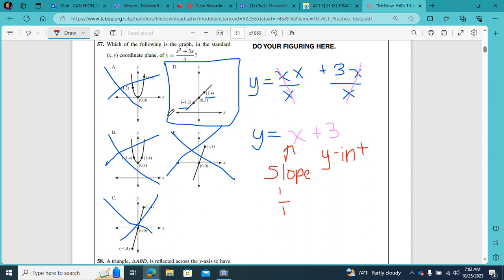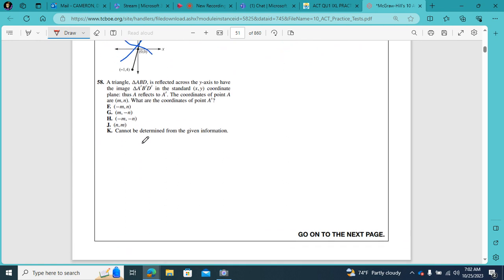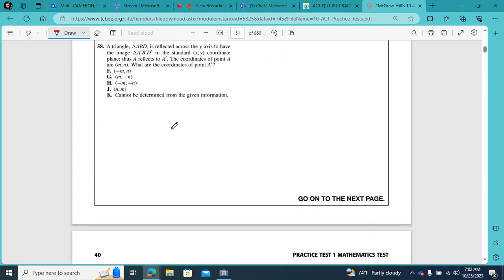And then number 58, a triangle ABD is reflected across the y-axis. So we've got a coordinate plane again.